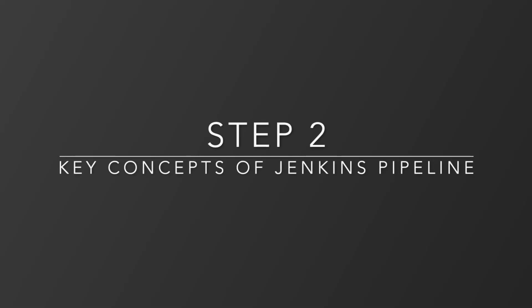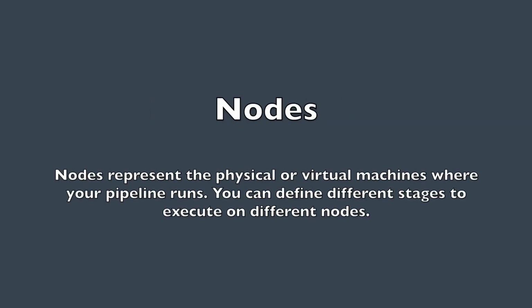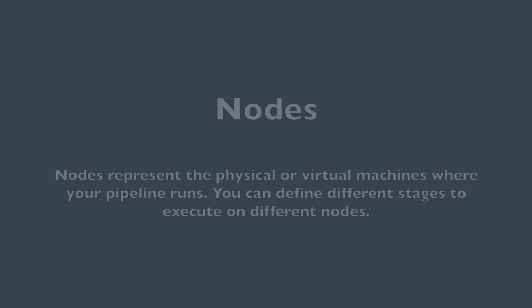Step 2. Key concepts of Jenkins Pipeline. Pipeline script. A Jenkins pipeline is defined using a domain-specific language, DSL, or a script that describes the steps of your workflow. Nodes. Nodes represent the physical or virtual machines where your pipeline runs. You can define different stages to execute on different nodes.